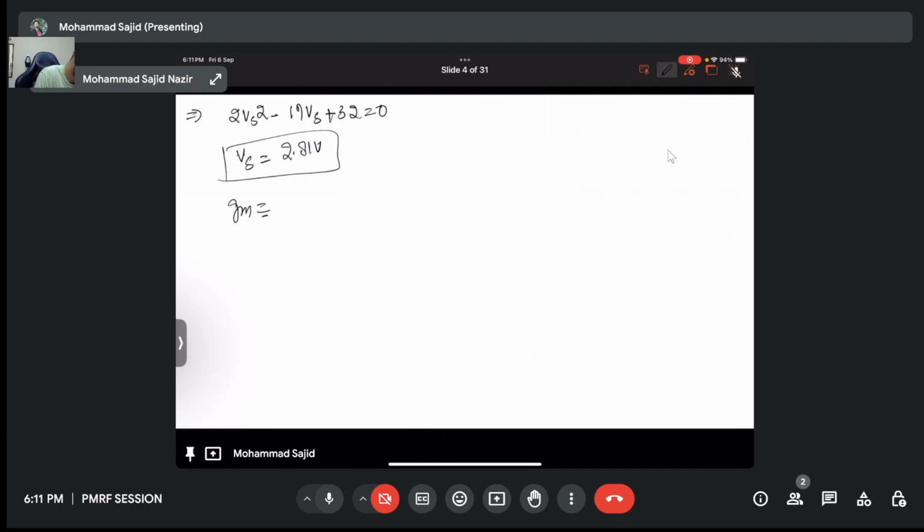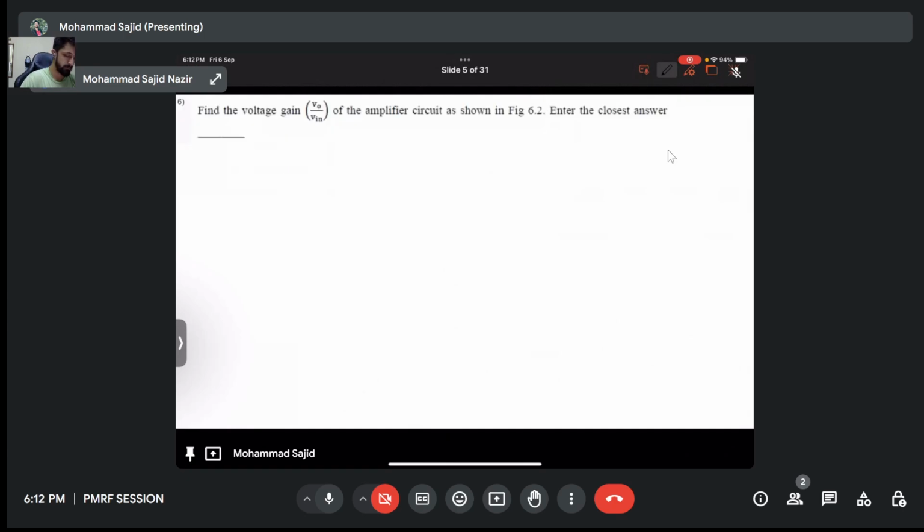And GM is 2 milli times VGS minus VTH, that was around 2 point something. We need to watch the previous session where we explained these things. I'm just writing the values because we need them in a few questions. Okay, so this was the answer for GM. Just note it down for when you need it.